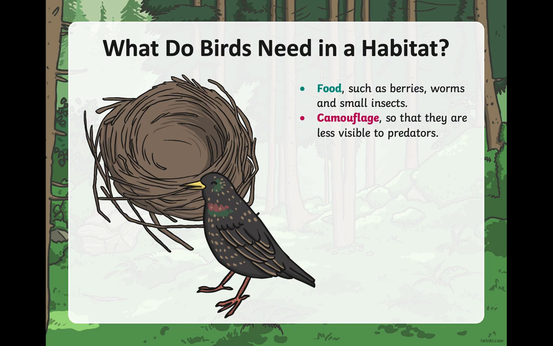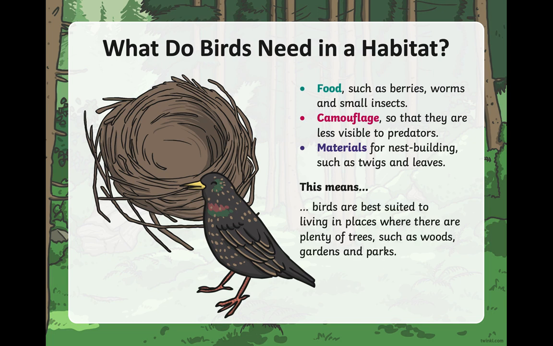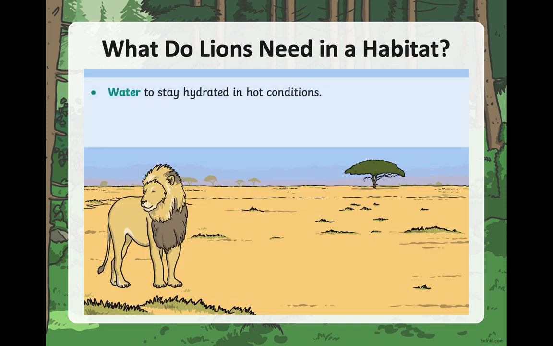So they are less visible to predators when the bird is a brownish color or sometimes greenish color. They are protected by their feathers. They also need material for nest building, such as twigs and leaves, all the stuff that they need. They're best suited to live in places where there are plenty of trees, such as woods, gardens, and parks.